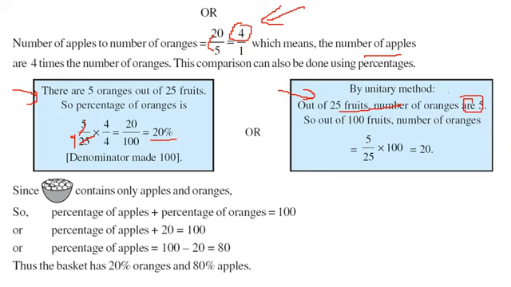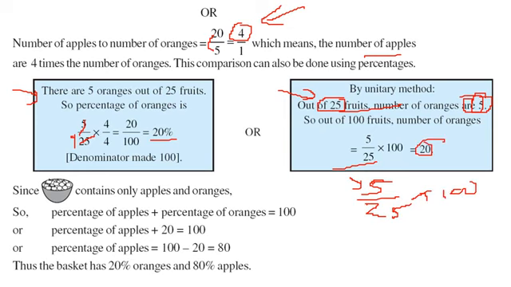So in all, if this is to be considered as 100%, what will be this percent? So we can just find it out like this: 5 over the total, multiplied by 100. So you get 20%. In both the cases, 20% will come.